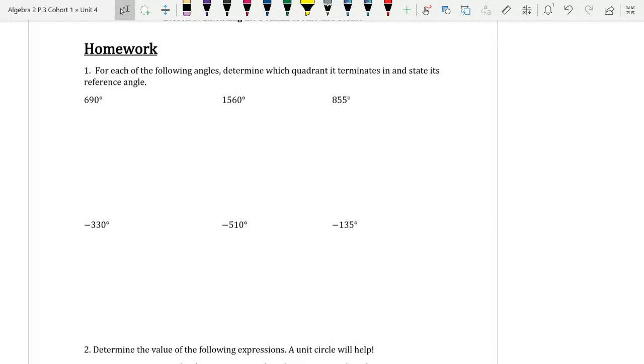So 690 is too big. If I subtract 360 from 690, I get 330. So we'll start by doing that. 330 terminates in quadrant 4. So that's one answer. To find the reference angle, the rule in quadrant 4 is to take 360 and subtract the angle. Remember, you're using this angle we found. So the reference angle here is 30 degrees.